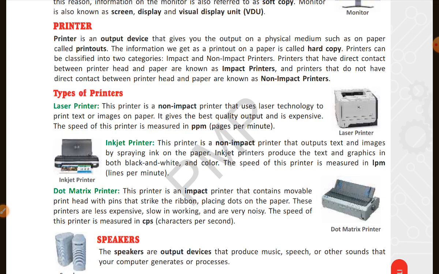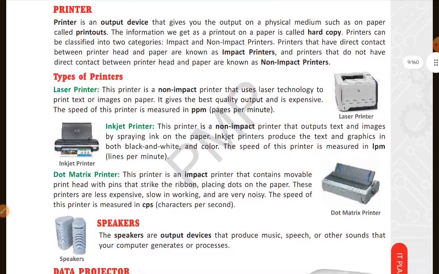You might have seen typewriters. This type of dot matrix printer is based on the same concept. These printers are less expensive. They are cheap, but slow in working and very noisy.